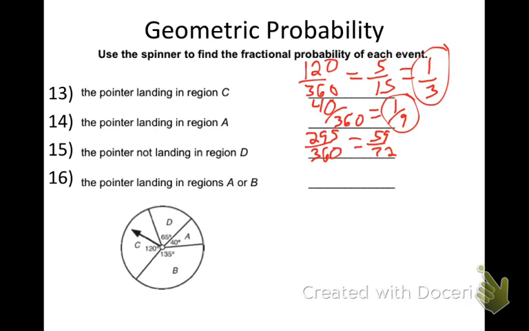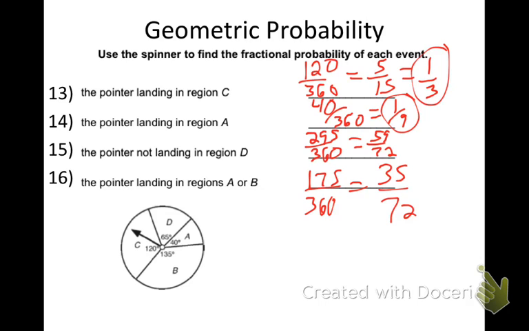And the very last one. The points are landing in regions A or B. So now what do you do with A and B? You're going to add them. So what's A plus B? 175. So you get 175 over 360. And that simplifies to... No, it's A or B. So you get 175 over 360, which simplifies to... Divide them both by 5. What'd you say? 35 over 72. Nice job.